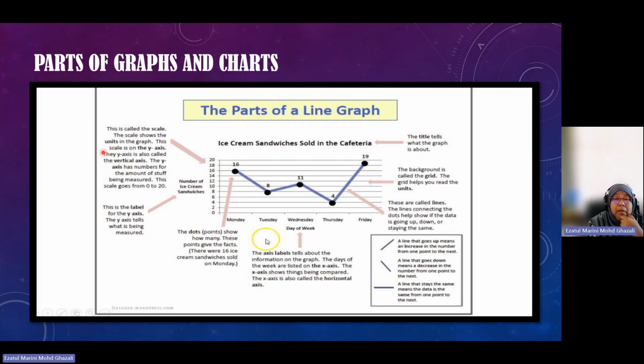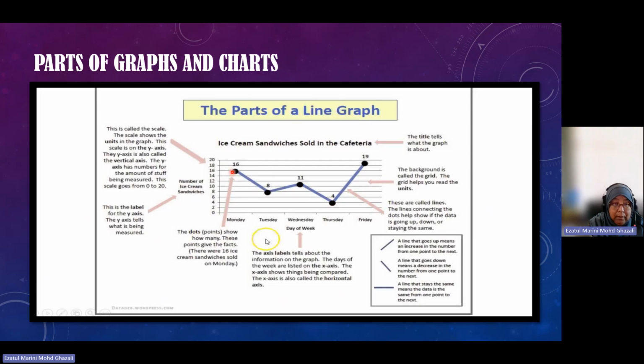All right. And then if you look at the graph, you can see that there is a grid in the background of the graph. So this is called the grid, and it will help you. The function of a grid is to help you read the units. Okay. Right. Dot. You can see dots here.